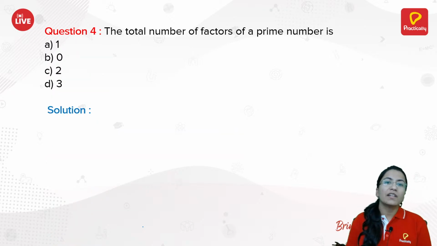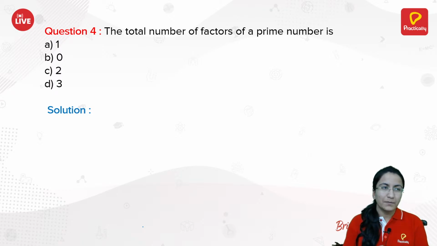Next is: the total number of factors of a prime number is. We know that a prime number is one which is just divisible by itself or by 1. That means how many total number of prime factors does it have?